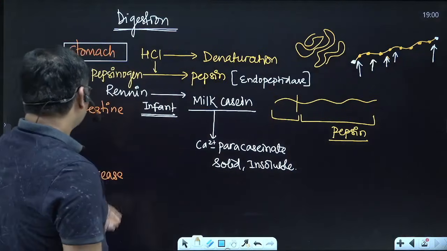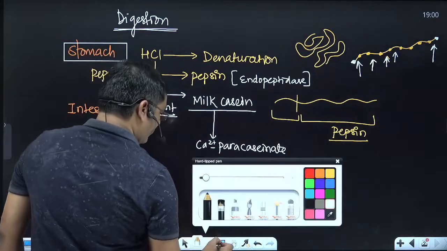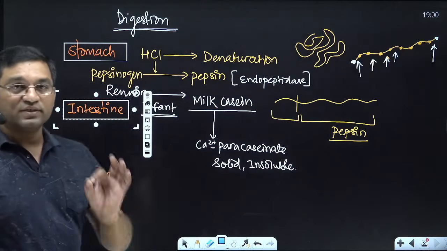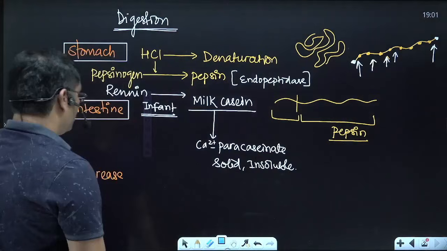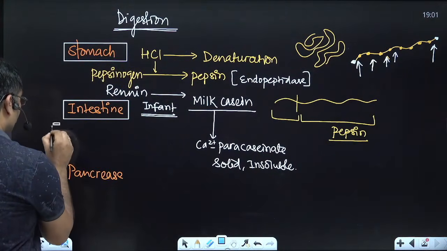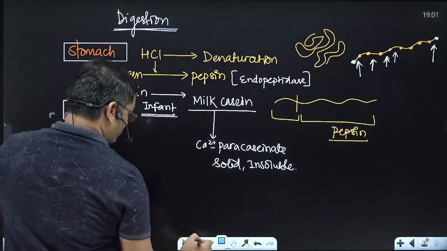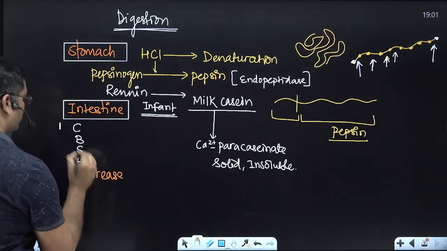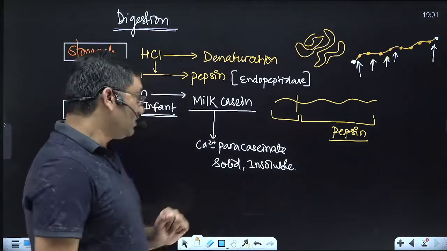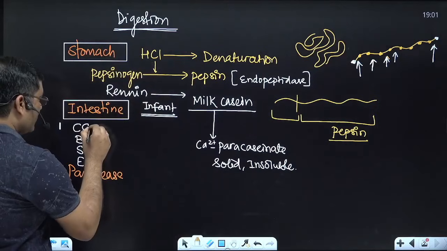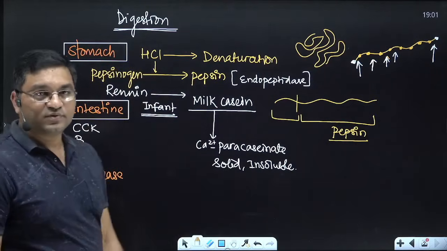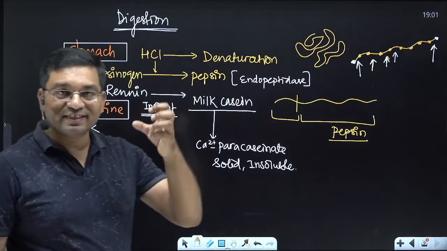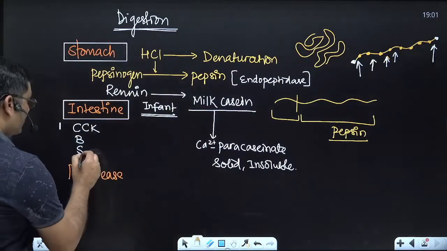Now when the food bolus reaches the intestine, there is action of... Remember this, in the intestine, there is release of cholecystokinin from the duodenum. Specifically the I cells of the duodenum secrete cholecystokinin when food reaches the duodenum, along with the secretin.